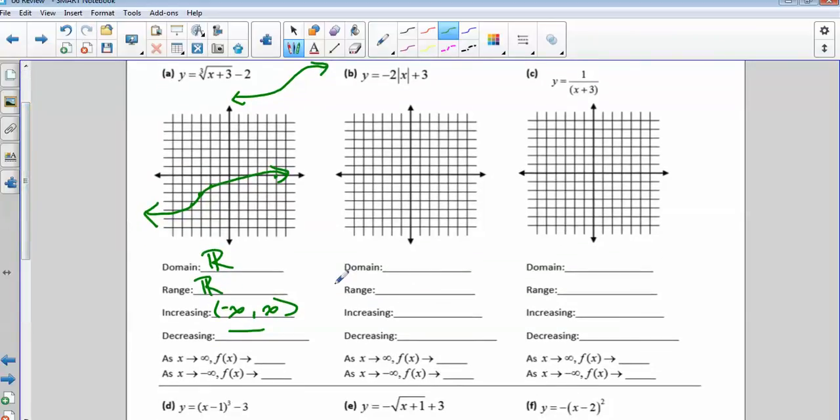Let's look at the end behavior. As x goes to positive infinity, my y is going up. It's going to positive infinity. As x goes to negative infinity, the y is going down, so it's going to negative infinity.